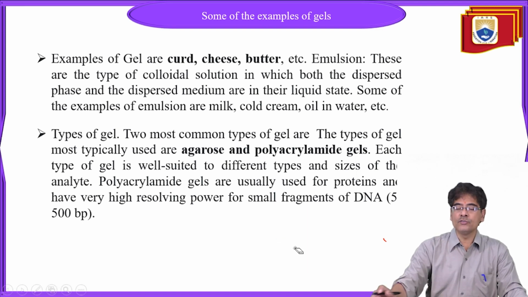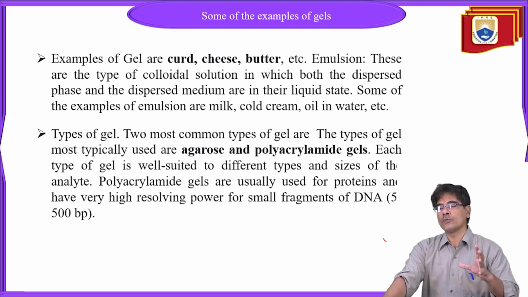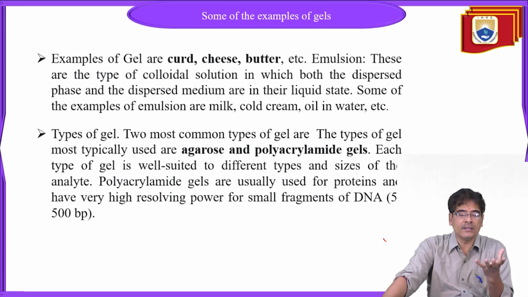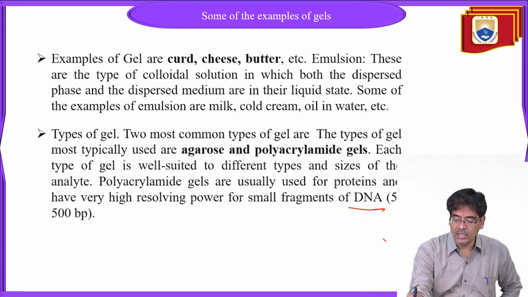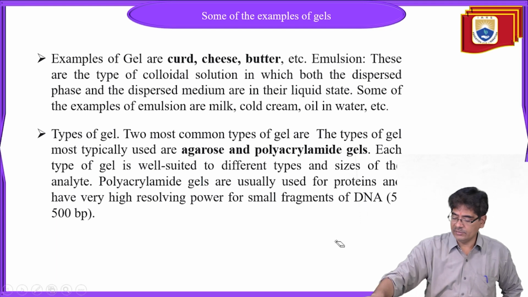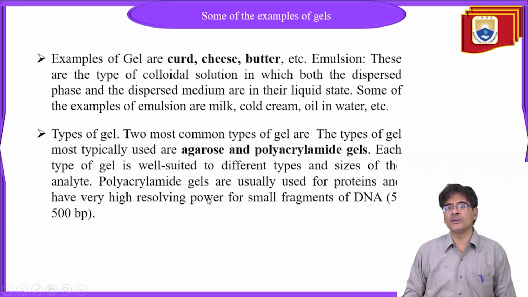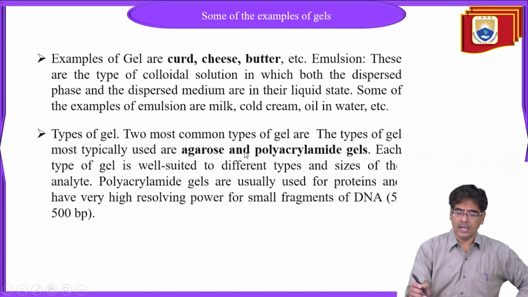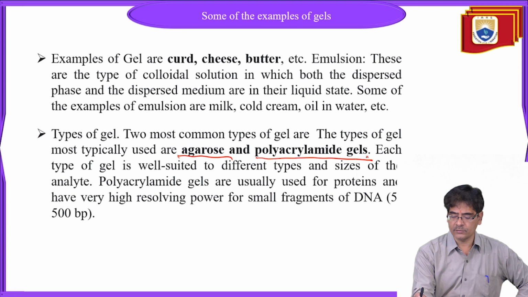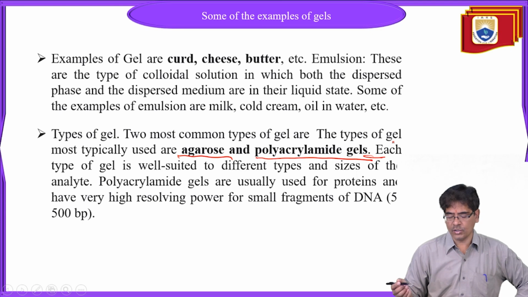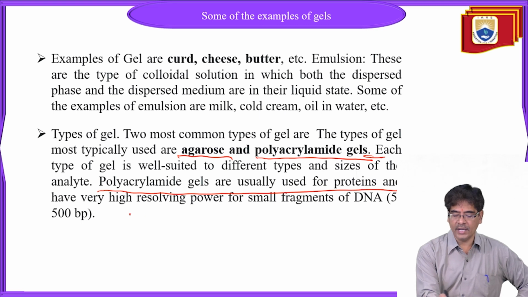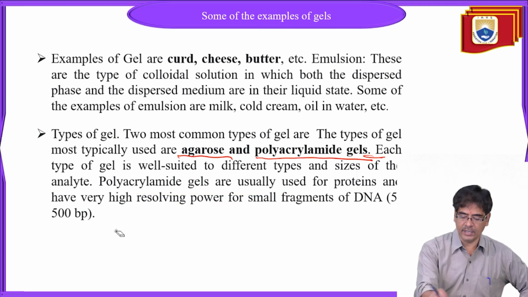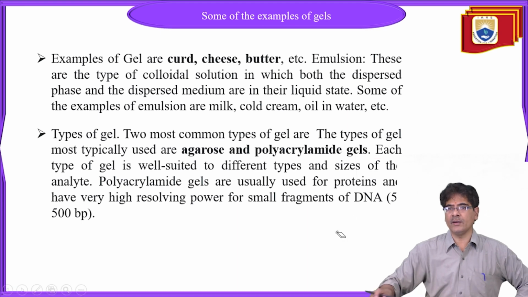So polyacrylamide gels are usually used for proteins and have very high resolving power for small fragments of DNA, which will be 5 to 500 base pairs. So the most common types of gels are agarose and polyacrylamide gels. Each type has its own contribution for different types and sizes. Moreover, polyacrylamide gels are used for proteins and have very high resolving power for small fragments of DNA, with size 5 to 500 bp.